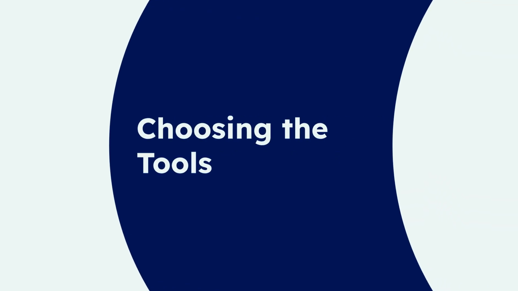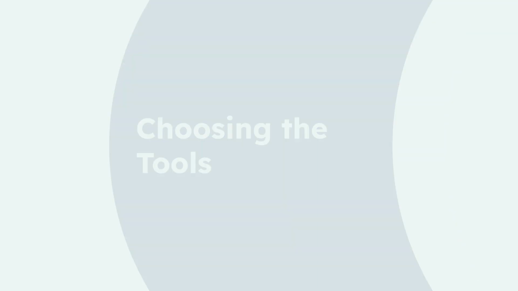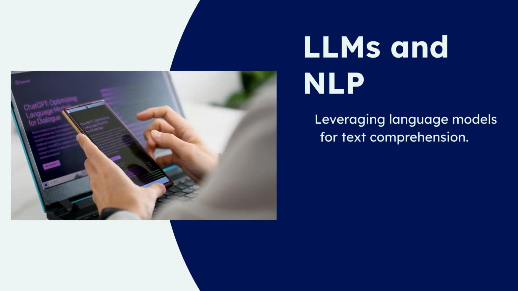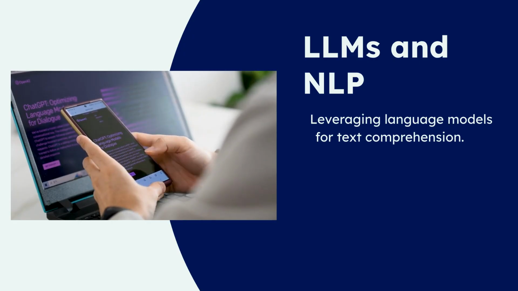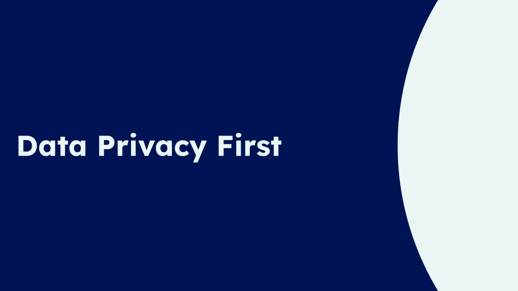Now, let's select the right AI tools and platform. This involves choosing powerful large language models, or LLMs, for processing legal text. We'll leverage state-of-the-art LLMs and natural language processing techniques to accurately understand and interpret complex legal jargon. Given the sensitive nature of personal contracts, setting up a robust data privacy and security framework is paramount to protect your information.